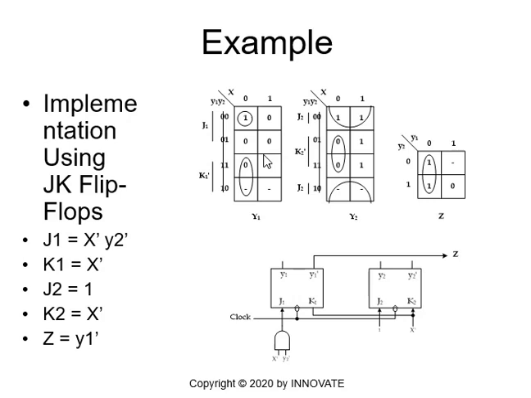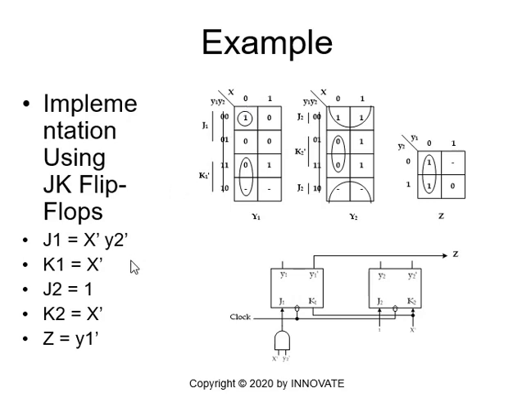I go to the y1 equals 1 map, which is the lower portion of the map, and find K1. So I will simplify for the zeros. What I will get is x prime. So K1 will be x prime.